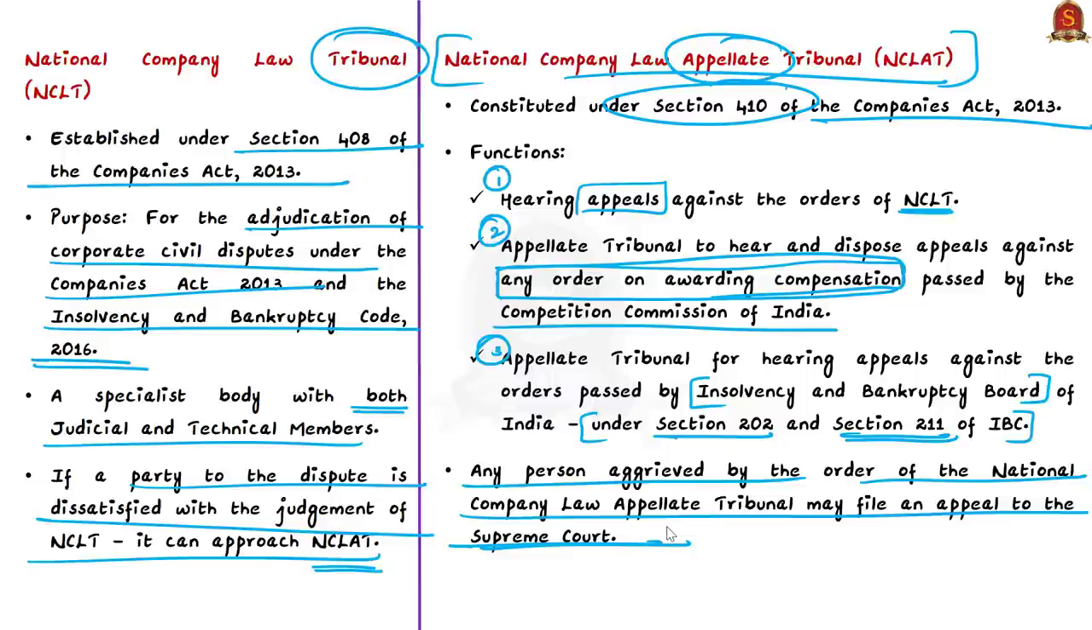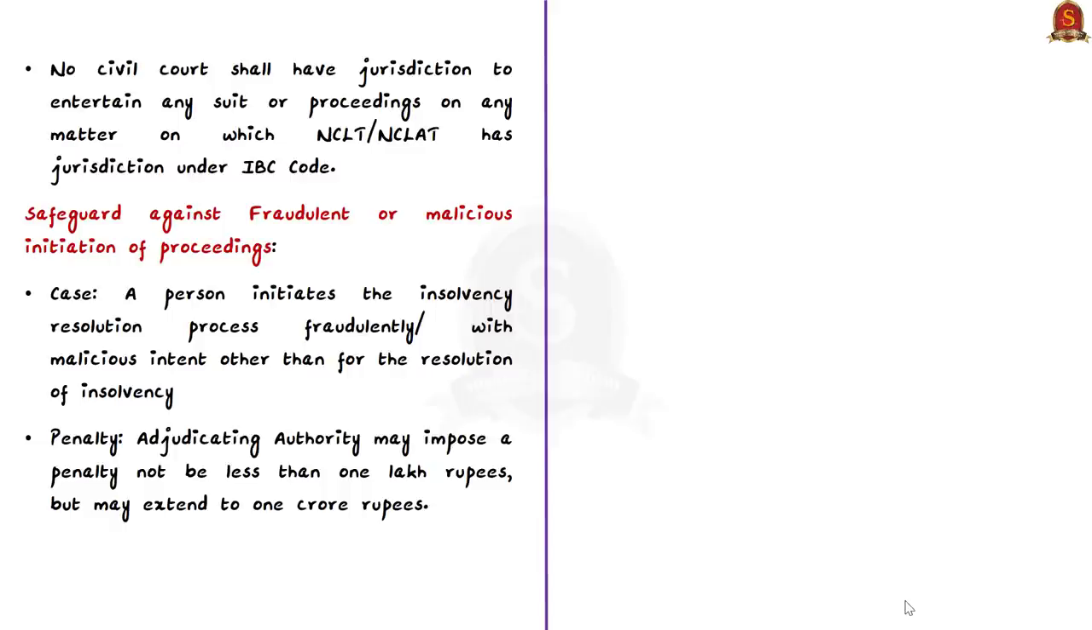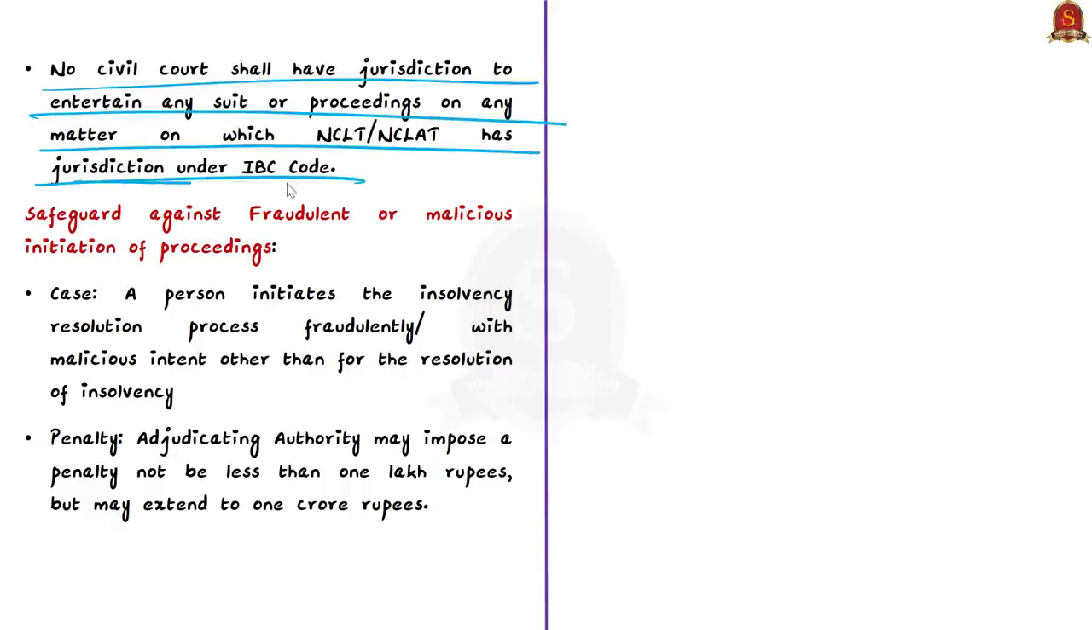See, usually an appeal has to be filed in the Supreme Court within 45 days. However, the Supreme Court may allow the appeal to be filed within a further period of not exceeding 15 days if it is satisfied that the person was prevented by a sufficient cause. Know that no civil court shall have jurisdiction to entertain any suit or proceedings on any matter on which the National Company Law Tribunal or the NCLAT has jurisdiction under the IBC Code.